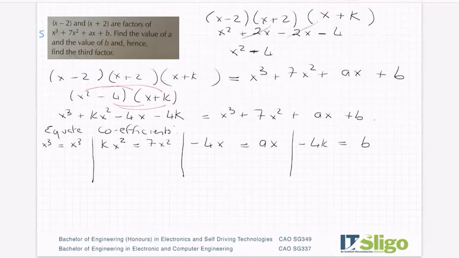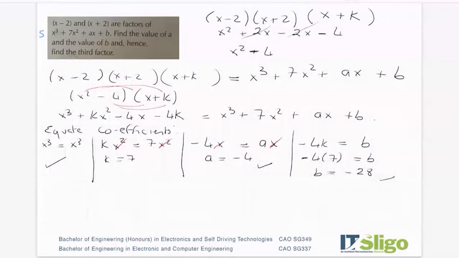Okay, so let's start solving them. Well, there's nothing we can do there. In this one, you can drop the letters, it's the same. So I have k being equal to 7. Okay, wasn't asked for k. Where did k come out of? I invented k when I called the third factor x plus k. Okay, so a then is equal to minus 4, so that's lovely. And this is where I'll use the k. Minus 4 times 7 is b, or b is equal to minus 28. Okay, so that's my a and my b.